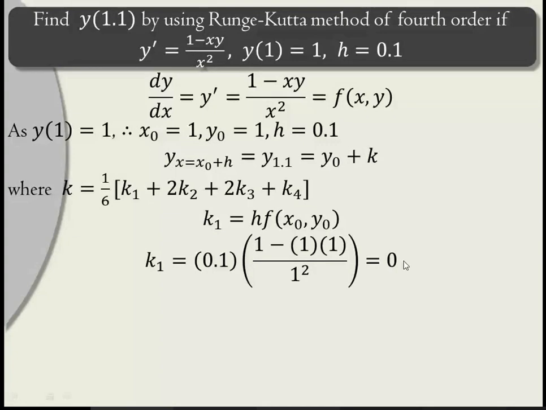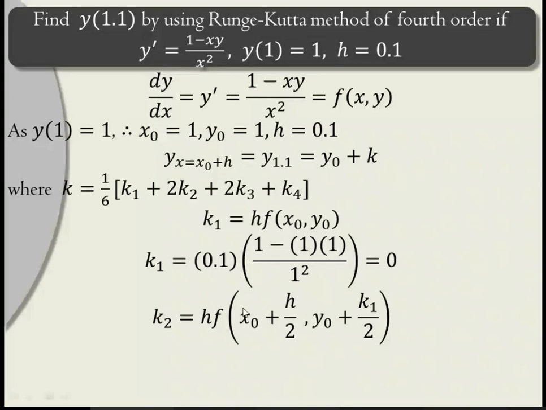Now find k2. K2 will be h into f of x naught plus h by 2. X naught is 1, h is 0.1, 0.1 by 2 is 0.05. So 1 plus 0.05 becomes 1.05. Y naught is 1, k1 is 0, 0 by 2 is 0, 0 plus 1 is 1. So replace x by 1.05 and replace y by 1.